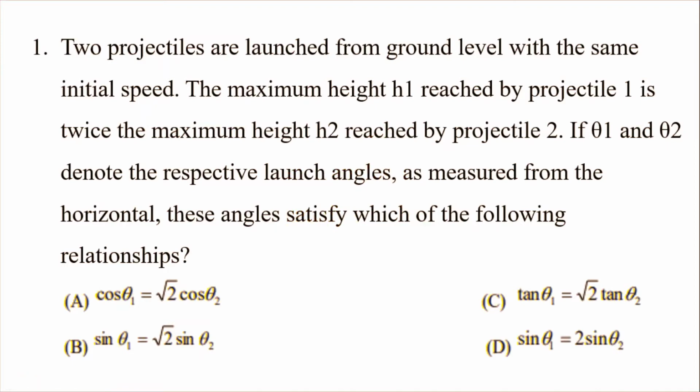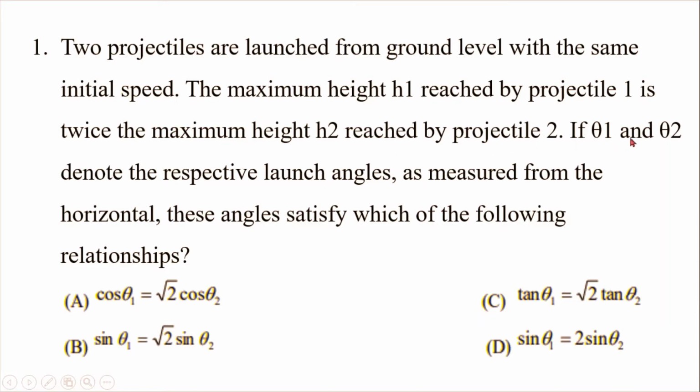Today I am going to solve two problems in physics under the title projectile motion. The first problem which I am going to solve for you says that two projectiles are launched from ground level with the same initial speed. The maximum height h1 reached by projectile 1 is twice the maximum height h2 reached by projectile 2.